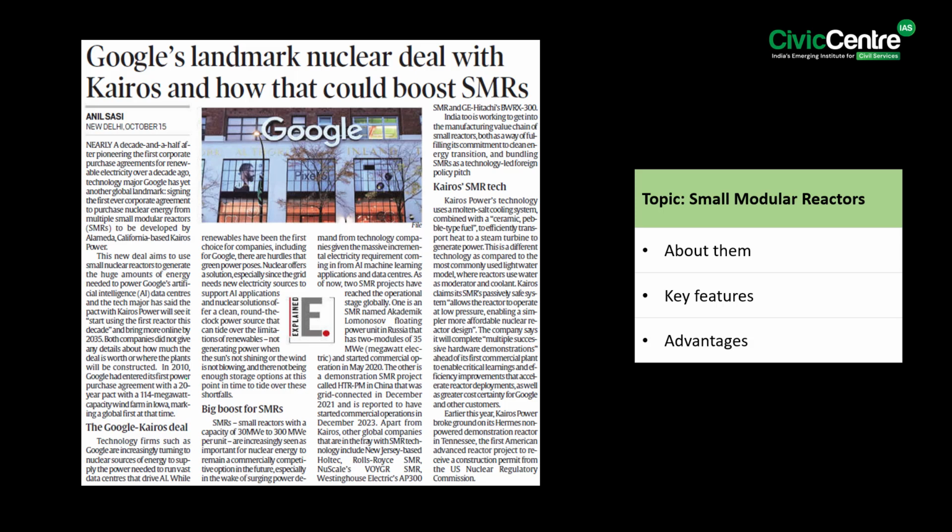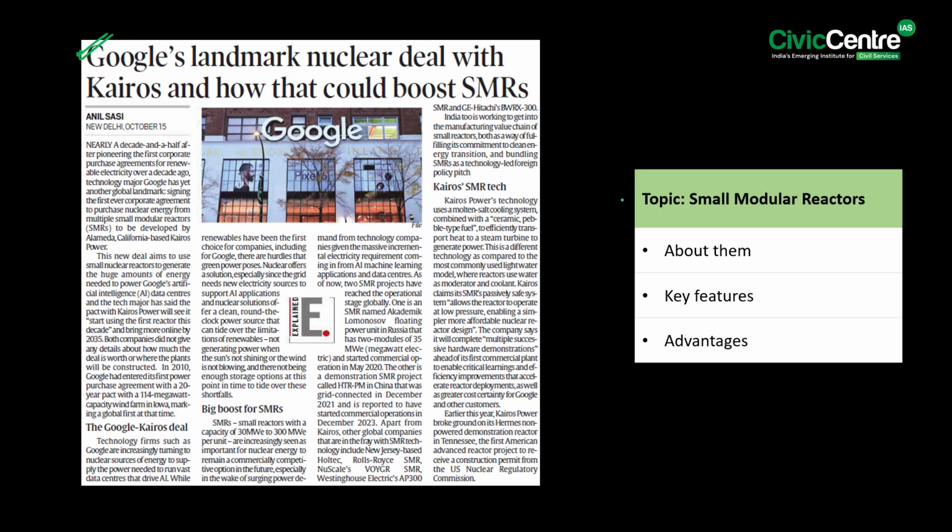The next article says that nearly a decade and a half after pioneering the first corporate purchase agreements for renewable electricity over a decade ago, technology major Google has yet another global landmark, which is signing the first ever corporate agreement to purchase nuclear energy from multiple small modular reactors to be developed by Alameda, California-based Kairos Power.